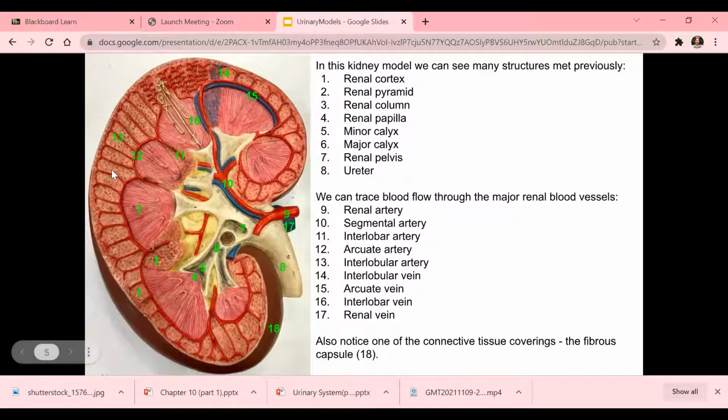You have number 1, which is the cortex, and after the cortex, you can see medulla. In the medulla, we have renal pyramids, and between the pyramids, we have renal column. The tip of each pyramid is called renal papilla, open to minor calyx. Minor calyces make major, and major calyces make renal pelvis, and then you can see the ureter.